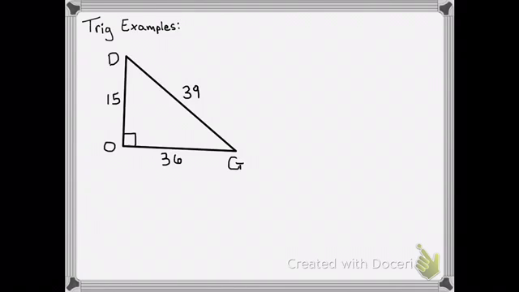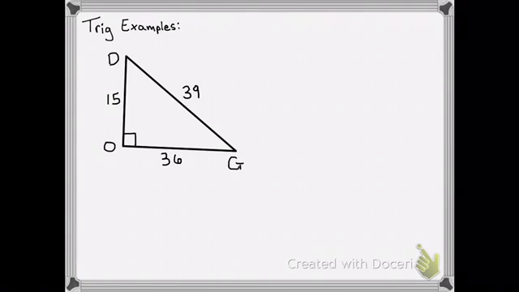So we've got this right triangle. Now, it's a right triangle because I've marked it with the little 90-degree box. We have triangle DOG, or GOD, or Godot, however you want to pronounce it. You can go in any order. We've got the sides labeled 15, 36, and 39. And we have all of our angles there, D, O, and G.